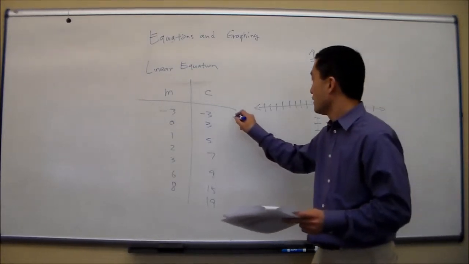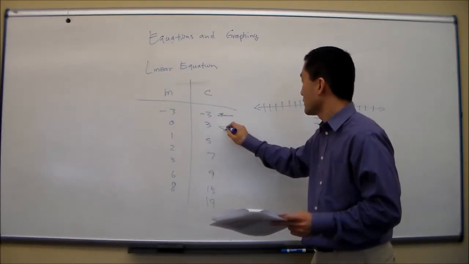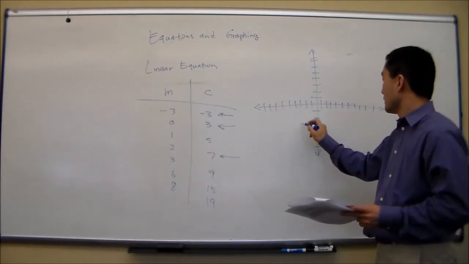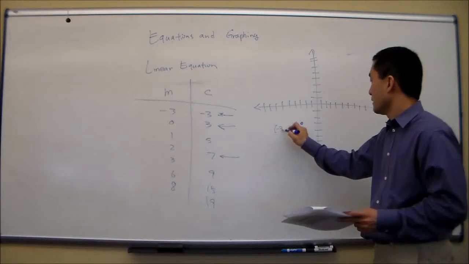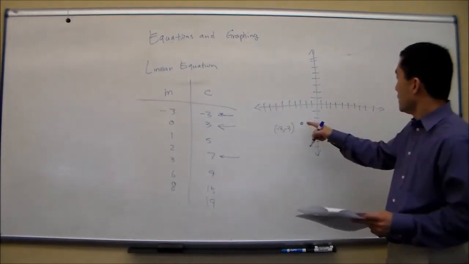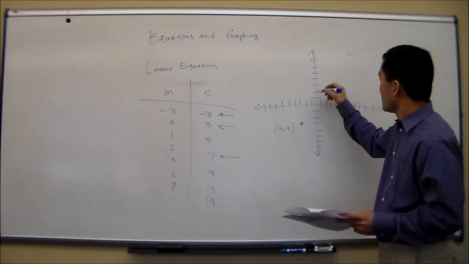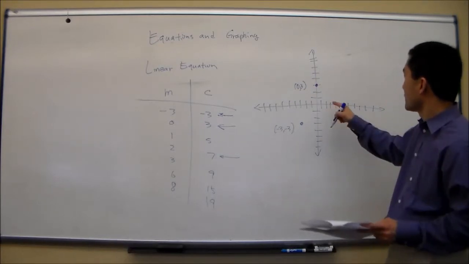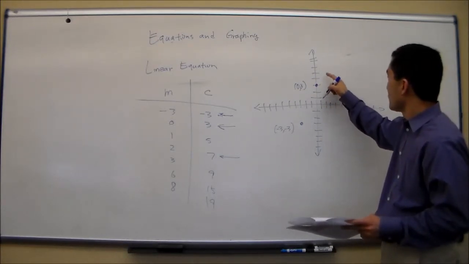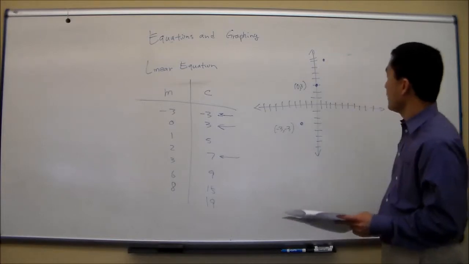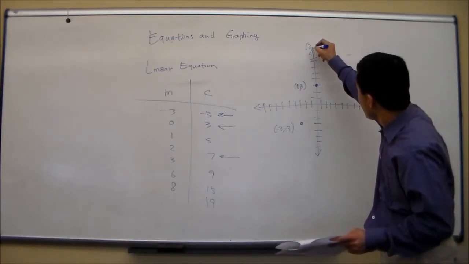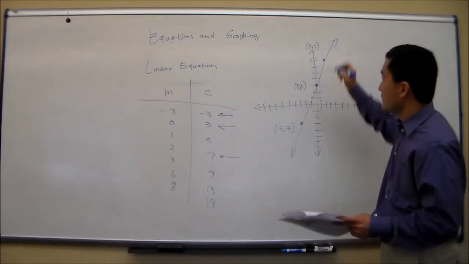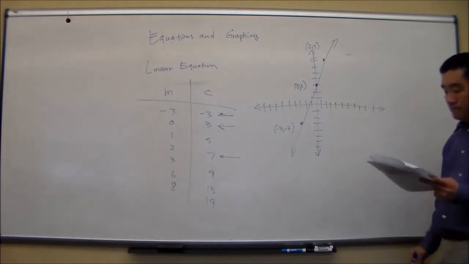So let's say I do this, this, and then this, 2 and 7. -3 and -3 is over here. Let's do 0 and 3. 0 here, 1, 2, 3. So over here, that's 0 and 3. And let's do 2 and 7. So 2, 1, 2, 3, 4, 5, 6, 7. And that looks like a straight line. That's 2 and 7 there. Let's line it up. So here's your graph.